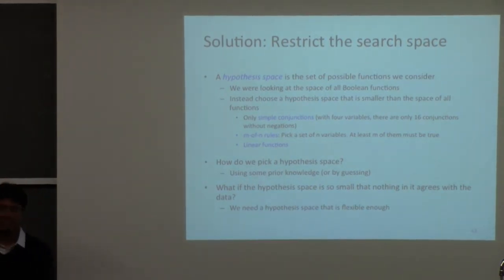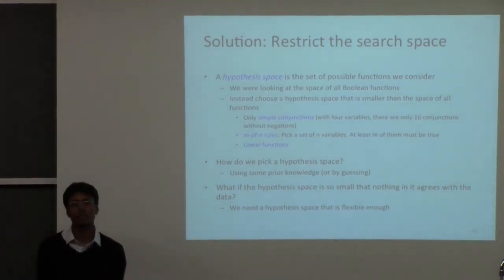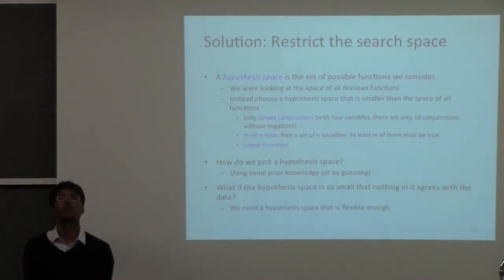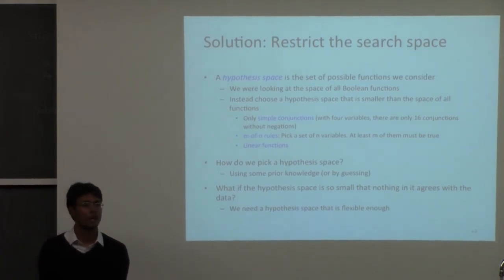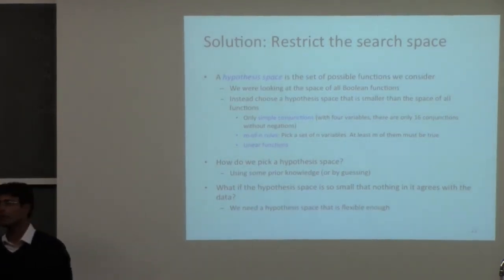How do you pick a hypothesis space? First cut, you just guess. Something or somebody tells me that this data comes from a certain hypothesis. This function, the target function, lives in this hypothesis space. I hope it lives in that hypothesis space because that's what I'm going to search for.